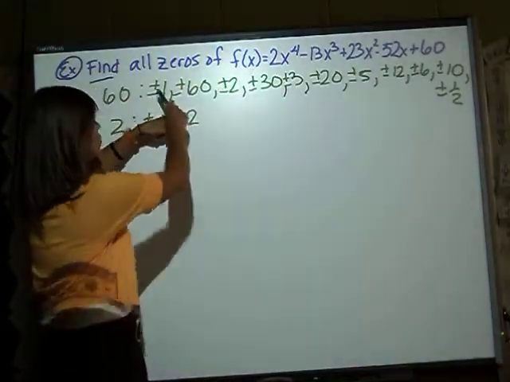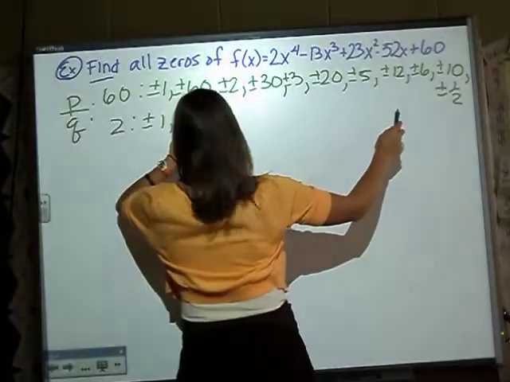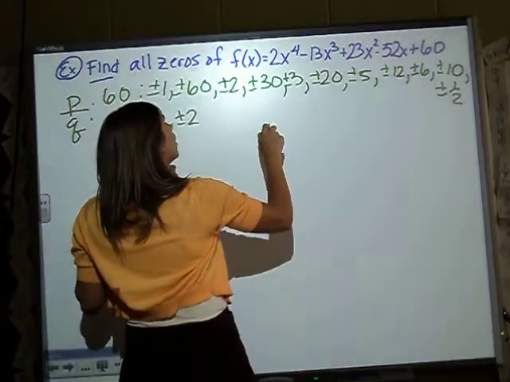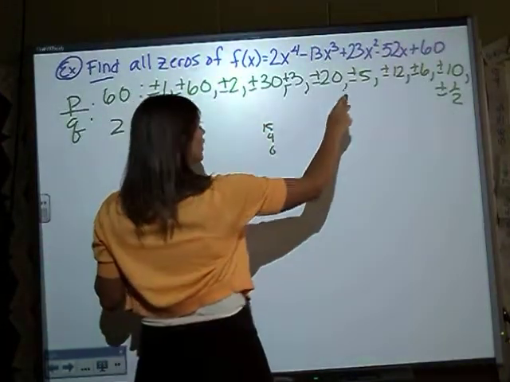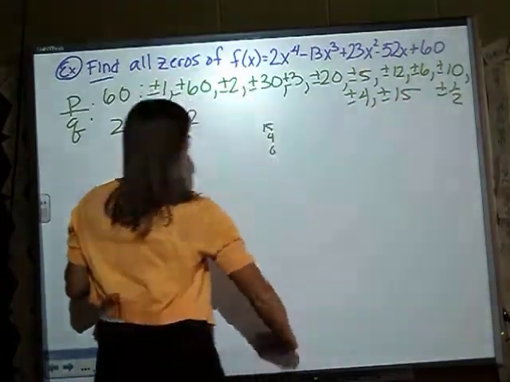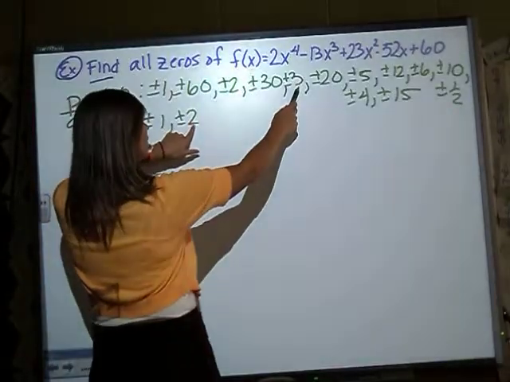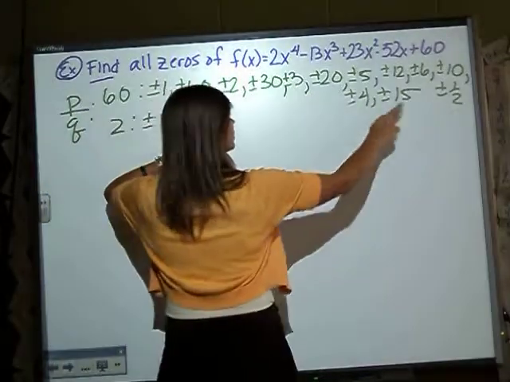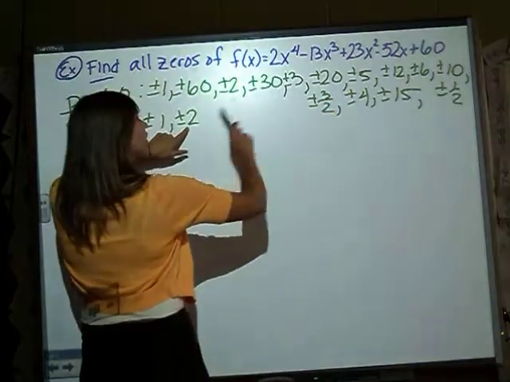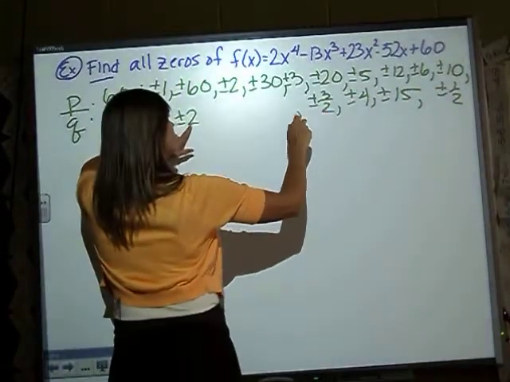2 divided by 2 is 1. 30 divided by 2 is 15. I need to add that one. Did I forget that one? Is that 4? Nope, we forgot some. Plus or minus 4, plus or minus 15. 3 divided by 2 is 3/2. 20 divided by 2 is 10, which we already have. 5 divided by 2 is 5/2.